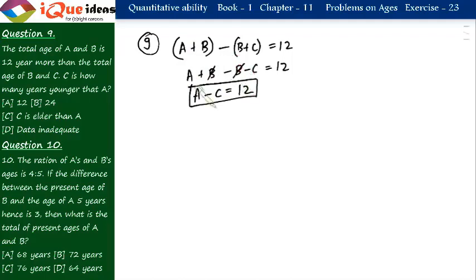So we get the difference of ages of A and C. What is the question asking? C is how many years younger than A? Oh, so clearly C is 12 years younger than A. So 12 years younger, right? That is what the question is asking.